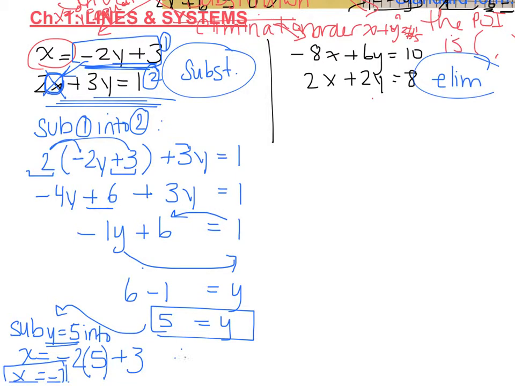So therefore, the POI is, I put the x coordinate first, so negative 7, and the y coordinate next, which is positive 5. So the POI of these two lines is negative 7 comma 5.